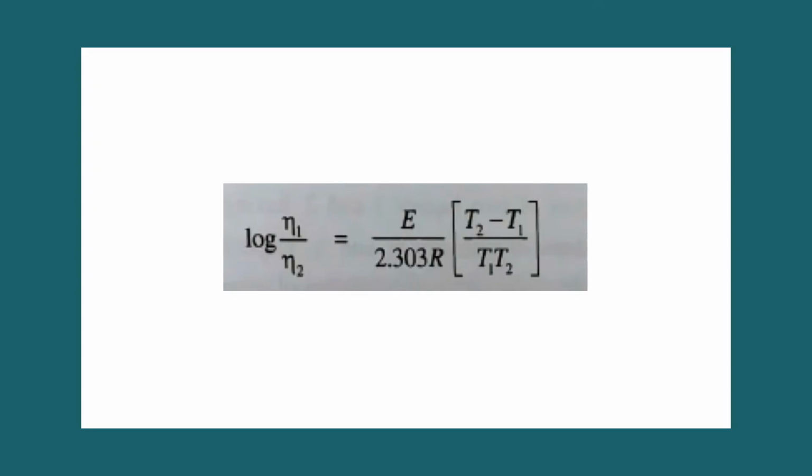Suppose we measure the viscosity of a liquid at two different temperatures, T1 and T2. Then these viscosities are related to each other by log eta 1 by eta 2 equals E by 2.303 R into T2 minus T1 divided by T1 T2. By this equation, we can calculate the activation energy for viscous flow of a liquid.